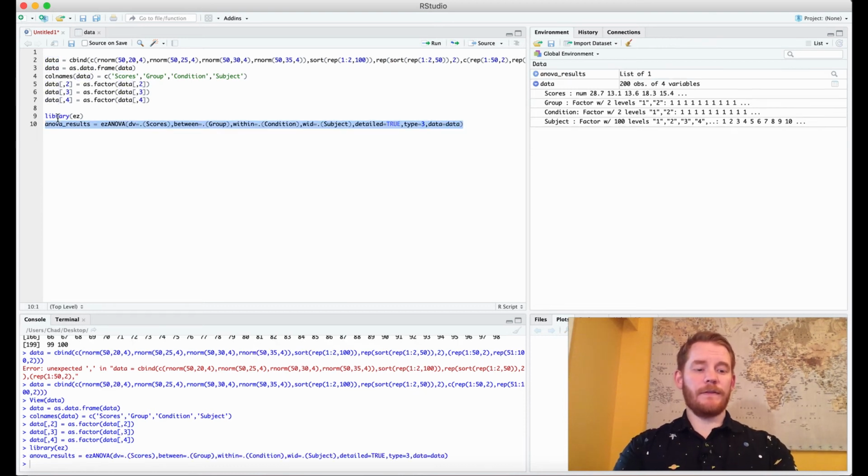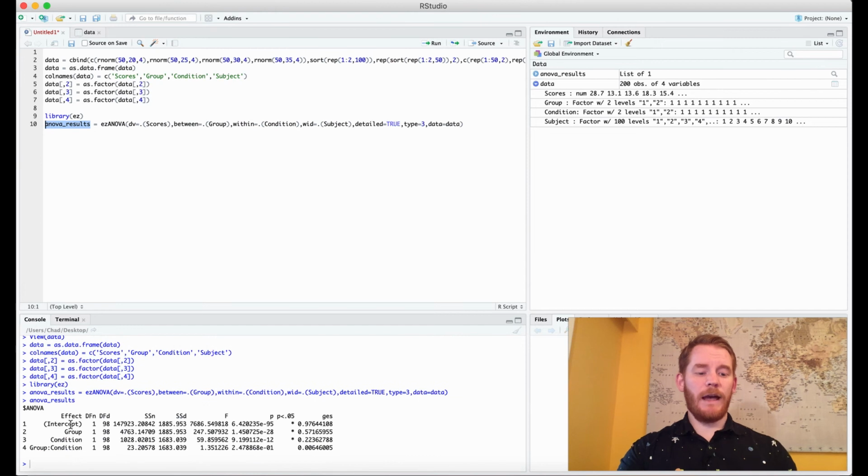Great. So let's run this and see what happens. So what we have is our different levels. We have our group variable, our condition variable. This is between subject, that's within subject. And then we have our interaction. We have our degrees of freedom for the numerator and the denominator. We have our sums of squares, we have our F values, and we have our p values. And then we have our generalized eta squared.